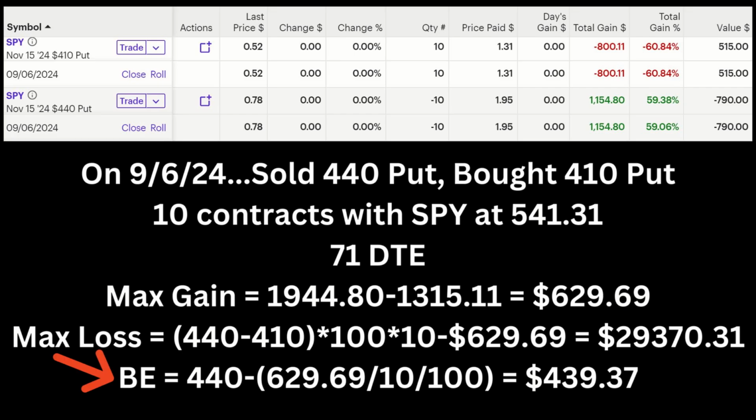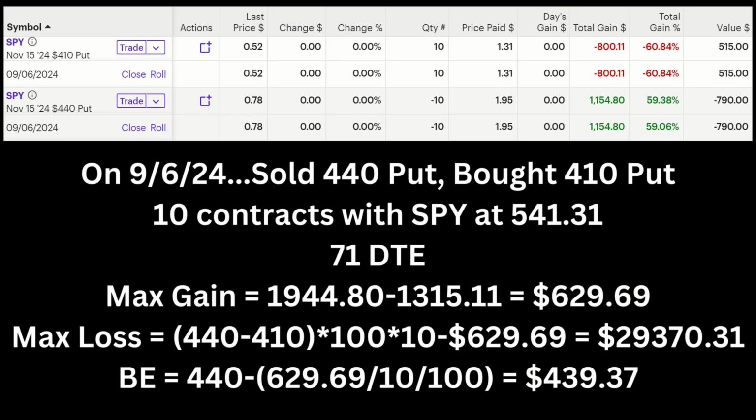And you can also figure out your break even if you want to see that, understanding that you sold the 440 put and the max that you can receive is 439.37 off this trade. So you can work backwards and figure out that your break even is if SPY reaches 439.37. So this one could certainly be closed out right now before Jerome gets up there and makes a big speech and ruins my position.